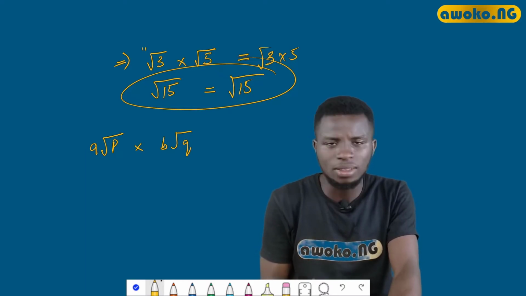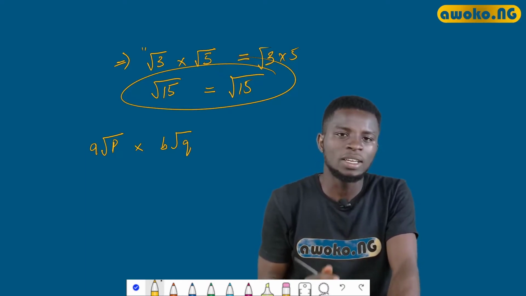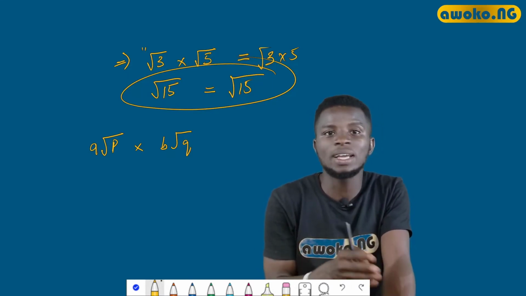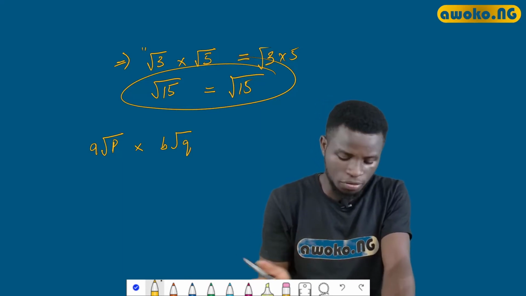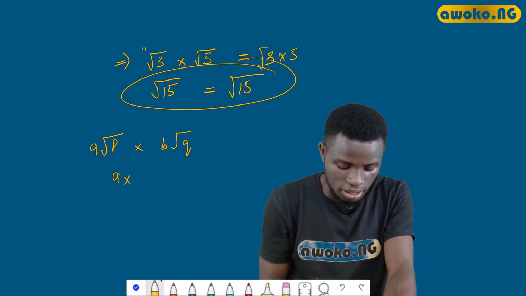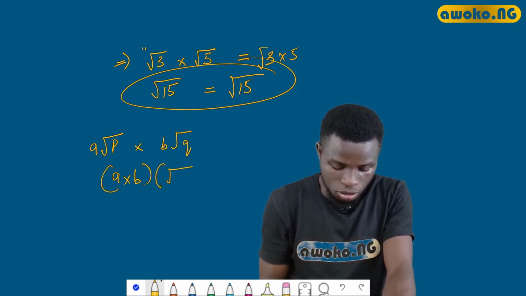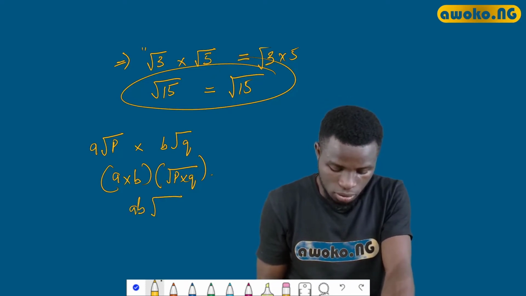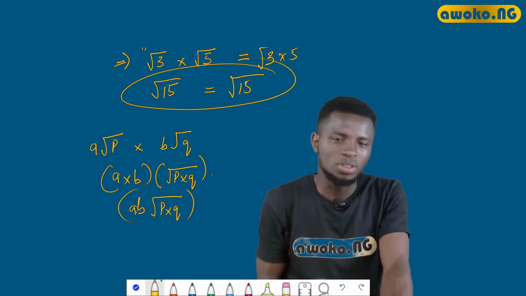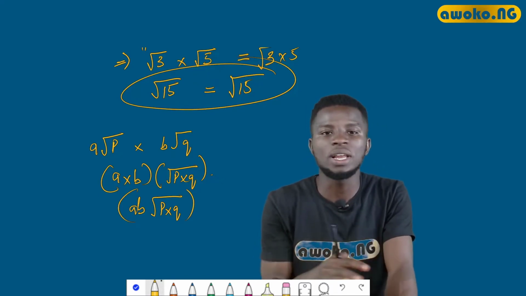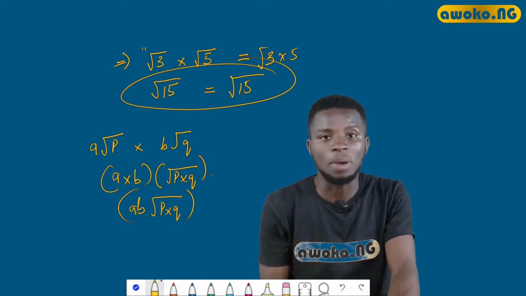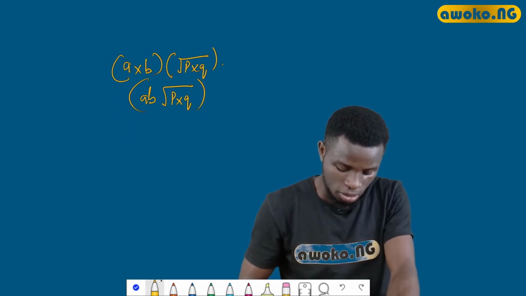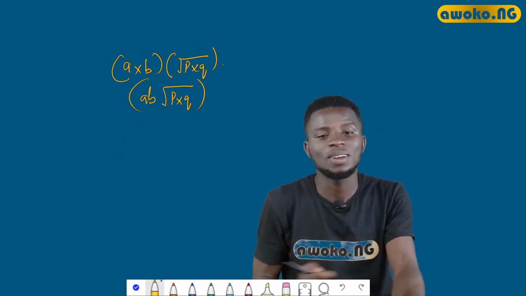Now, to multiply these together, we'll have to multiply those terms outside the square root by themselves and then multiply the square roots together. For instance, what I'm just trying to say is we have a times b, okay, then times the square root of p times q. So this will give us ab times the square root of p times q. So these are just simple things to know about the multiplication rule. Now, later on, we will start solving some problems, so you will see how these are related, okay?